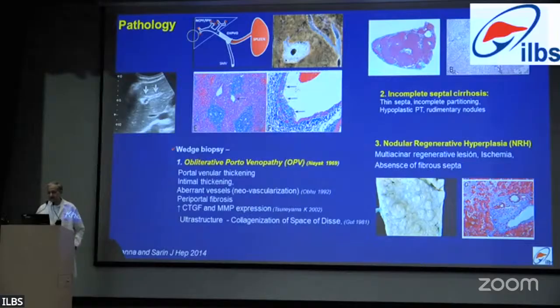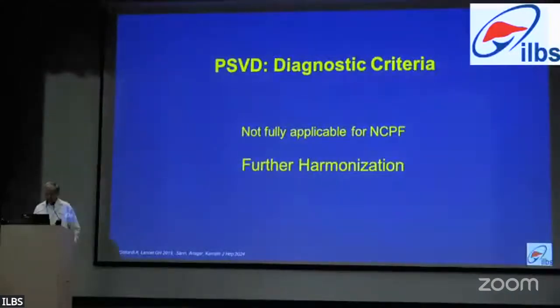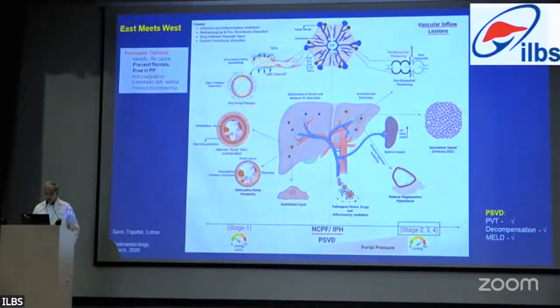Yes, Chagan? So, Rajiv, sorry. Your talk opened new areas of learning in this aspect. I have a comment and a question. For PSVD you mentioned that infections and other disorders can also be included in portosinusoidal vascular disease. We see a lot of autoimmune hepatitis and also biliary atresia.